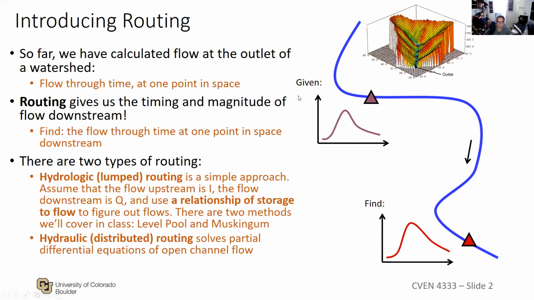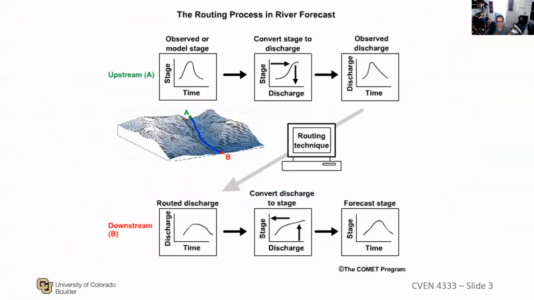So you know the flow upstream and you call that I, or inflow. You're trying to find the flow downstream, and you use some kind of relationship between storage and flow to figure that out. That is important because mass balance is not going to be enough for you to actually solve this problem. You need an extra piece of information. In this particular class, we're going to cover two methods: level pool routing and Muskingum routing.